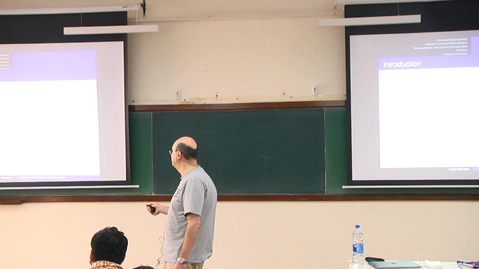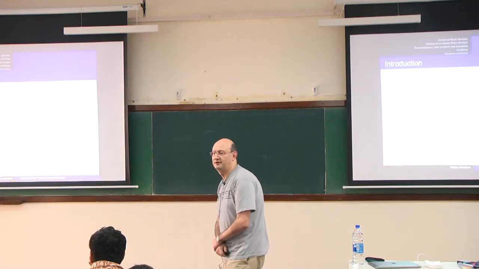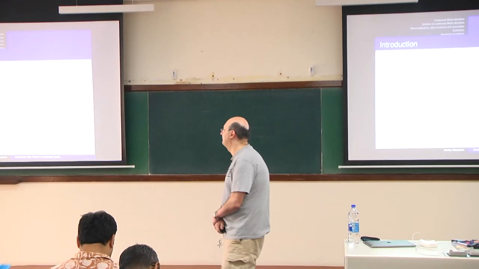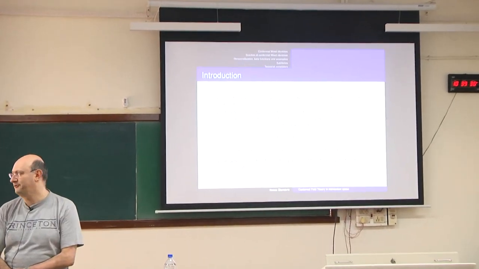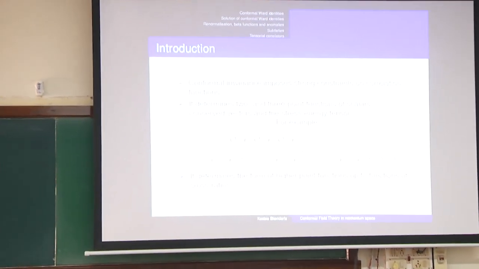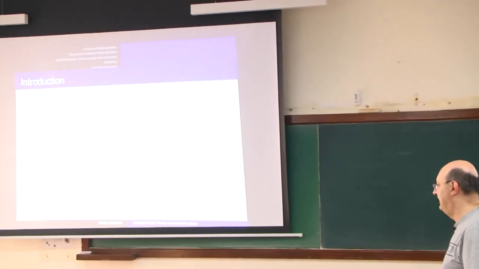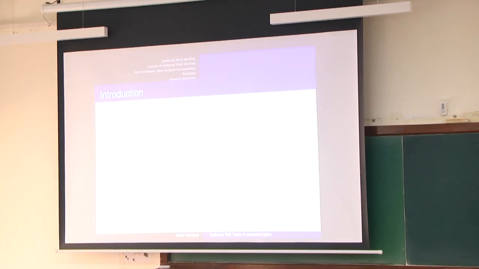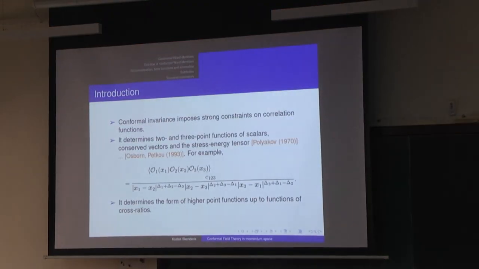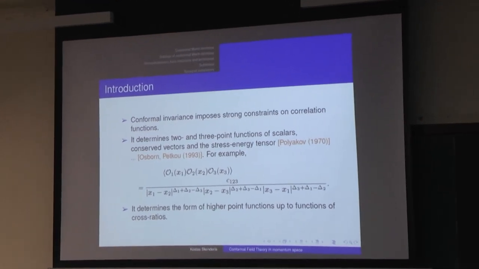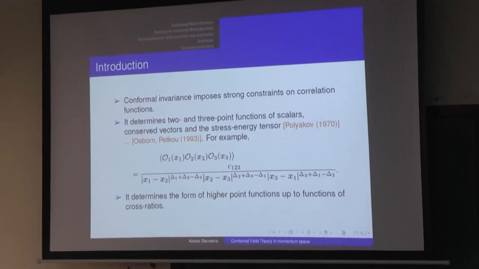Conformal invariance imposes strong constraints on correlation functions, and I will review this as we go on. This has been done for over 50 years now, half a century. It started from at least, maybe it goes further back, but there's a definite paper by Polyakov in 1970 where he discusses the constraints on 2 and 3 point functions.